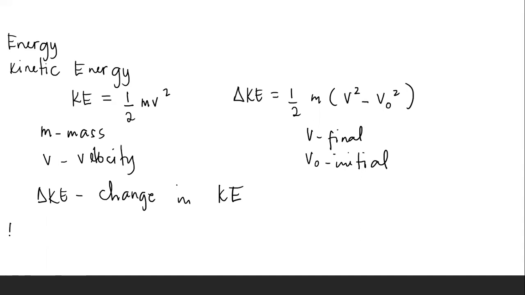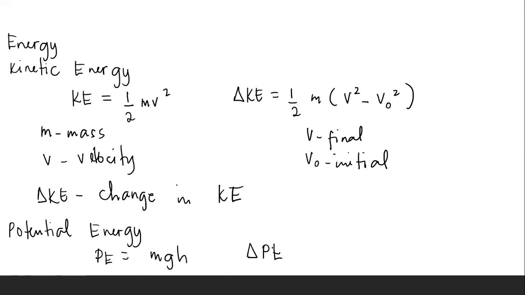And delta KE is the change in kinetic energy. Now for the potential energy, energy at rest. A massive object elevated some distance above the ground clearly has some energy associated with its height. The formula for potential energy is equal to mass times gravity multiplied by the height, and the change in potential energy is equal to mass times gravity times final position minus initial position.